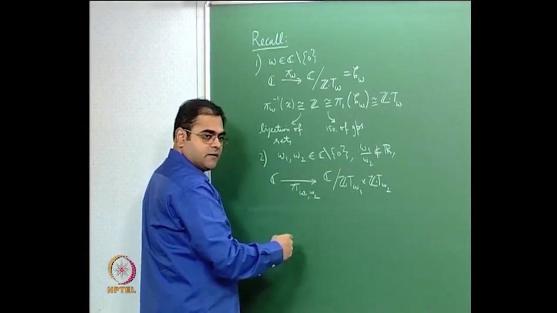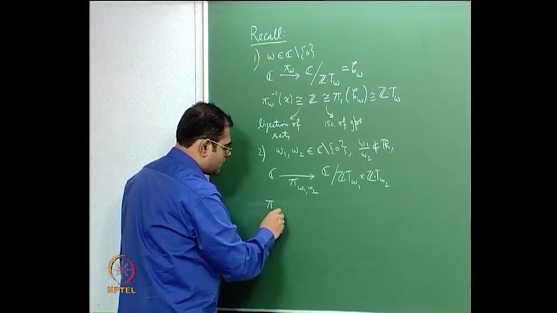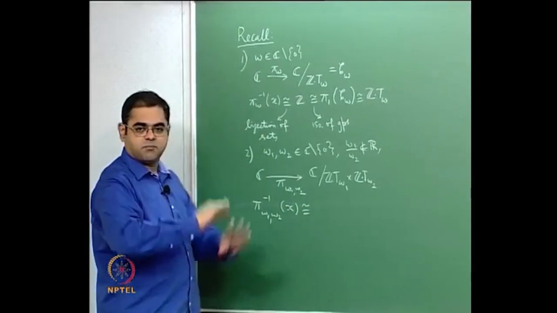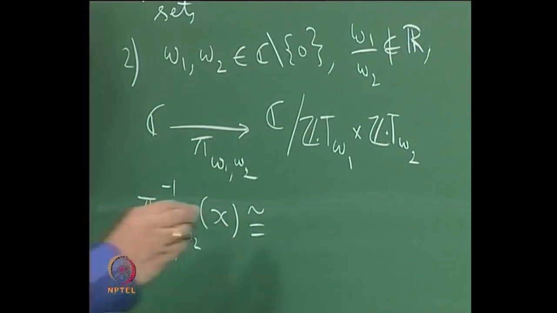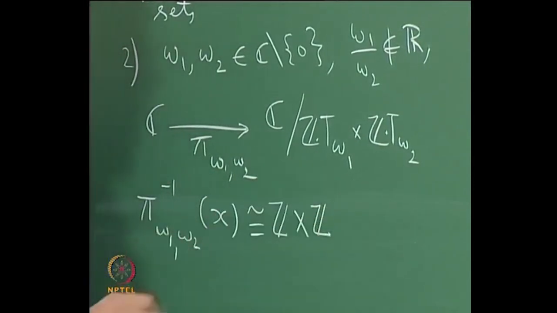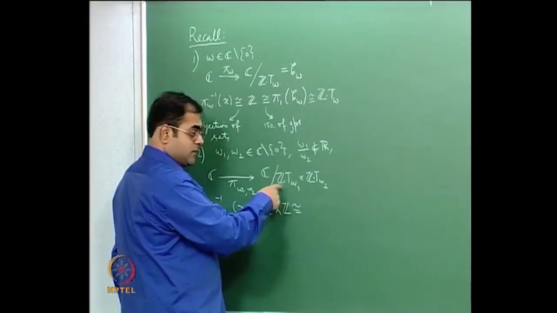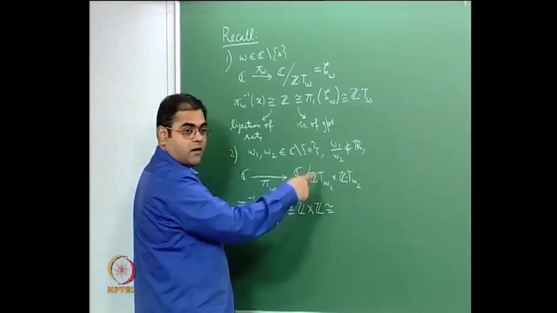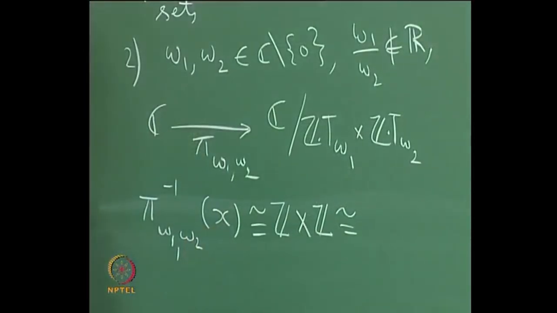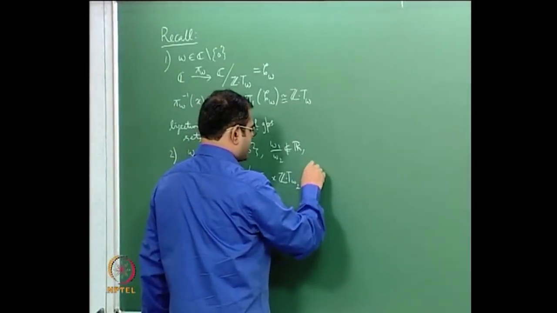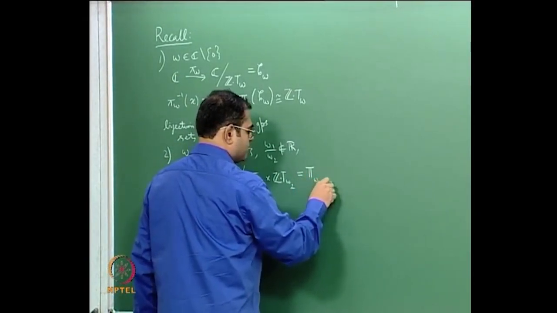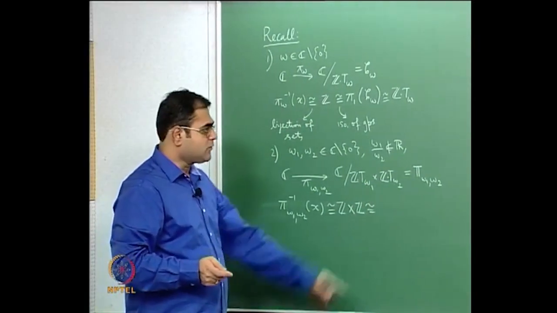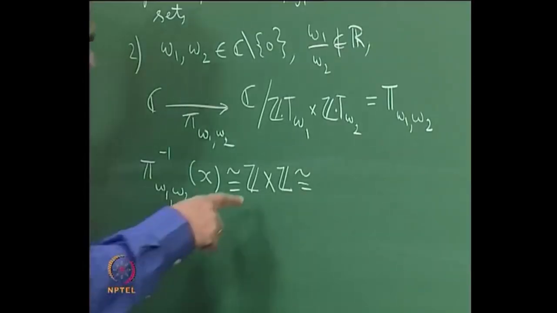Okay, take a point x here. The inverse image π(ω1, ω2) inverse of a point x gave you a grid of points in the complex plane, and the grid was just isomorphic to Z cross Z, which also turns out to be the fundamental group of this complex torus. Mind you, this is a Riemann surface structure on the real torus S, which is homeomorphic to S1 cross S1. One can call this one T sub ω1, ω2. The fundamental group of the torus is also Z cross Z. So this is an isomorphism.